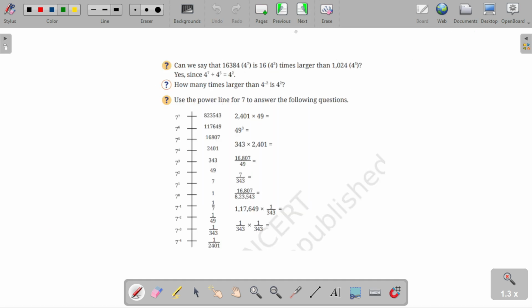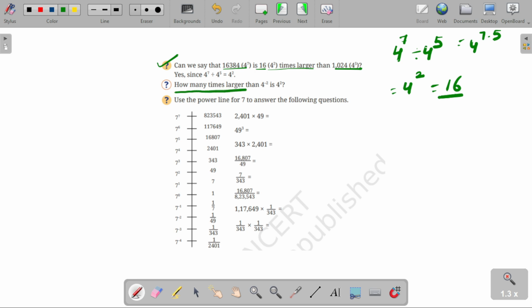Okay, now they are asking you a few questions. The first one, can we say that this is 16 times larger than 4 to the 5? Yes, we can say that, right? 4 to the 7 when divided by 4 to the 5, you will get 4 square as an answer. So how? The powers will be subtracted. 4 to the 2 is the answer. This is 16 only, right? So they are saying right.